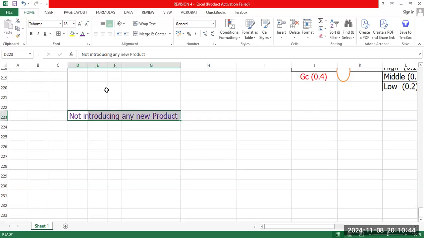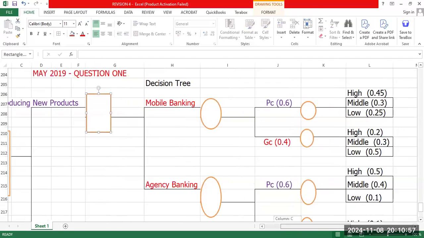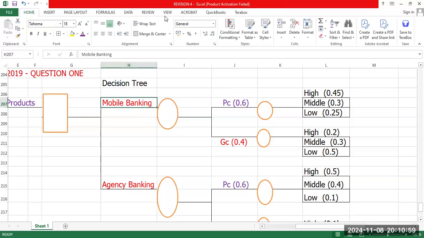If you introduce the product, because you have products you're introducing, these are alternatives. They must start from a box. That's why I have to do this. Now, mobile banking has entered into the market. You expect customers. What are those customers? Platinum customer and gold customer, and the percentage is 60-40. That's what we have done.